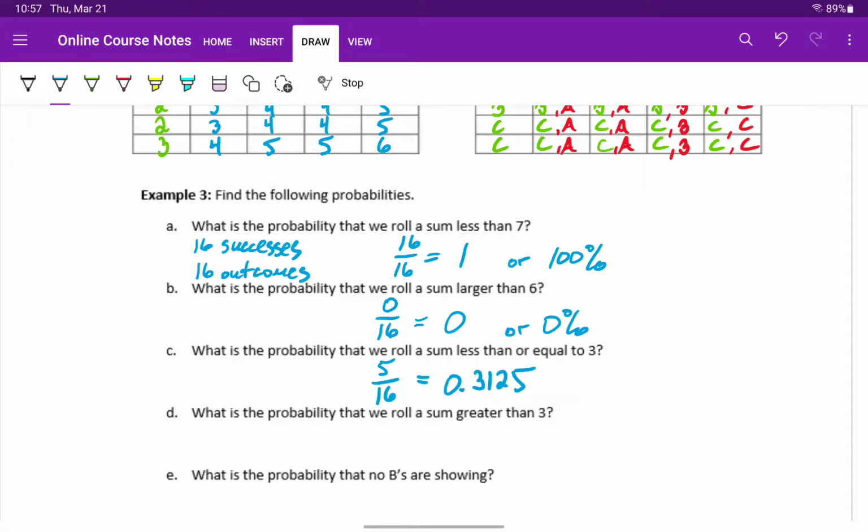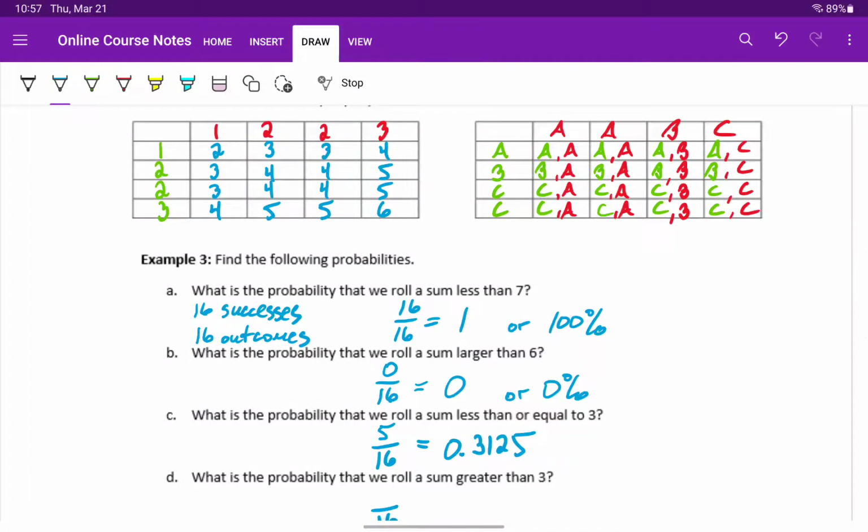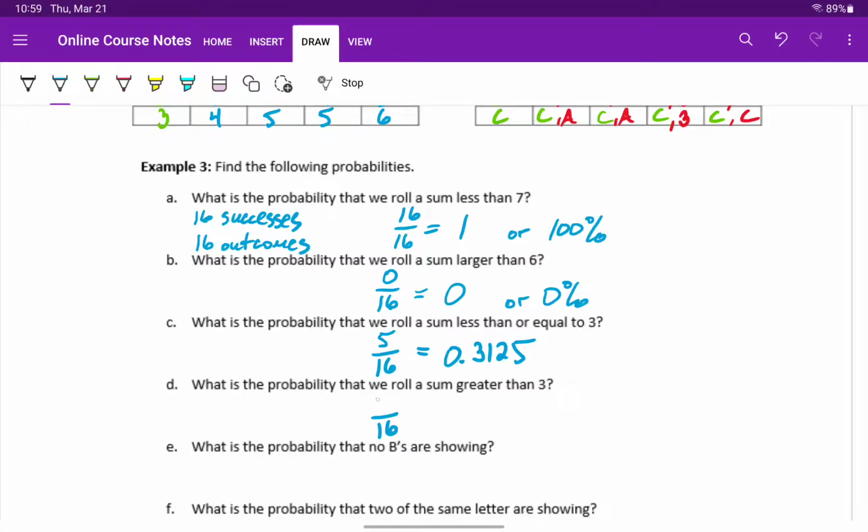In part D, what's the probability that we roll a sum greater than 3? We still have our 16 outcomes. Now we want to count up all the cases where we get a value larger than 3, so 4, 5, or 6. And we have 1, 2, 3, 4, 5, 6, 7, 8, 9, 10, 11 cases. No, 10 cases where that happens. No, I was right the first time. We've got 11 cases where we roll a 4, 5, or a 6. So we get a probability of 11 out of 16 or 0.6875.